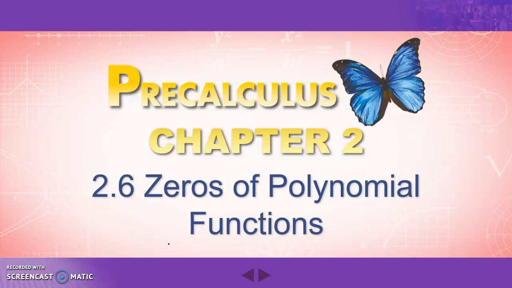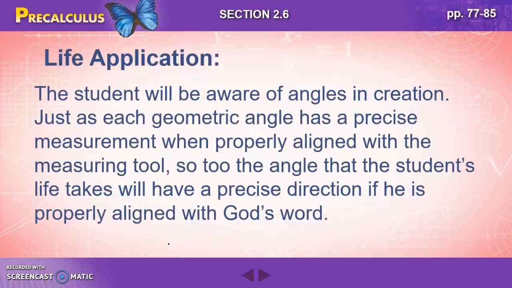Now, I mentioned in the last presentation, and hopefully you remember from last year, that the zeros of a function are where it crosses the x-axis, and finding the zeros can help us graph complex or difficult polynomial functions.